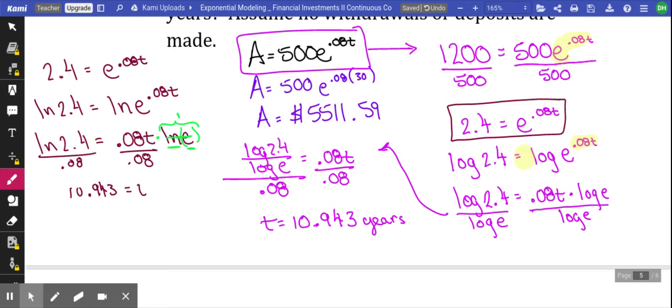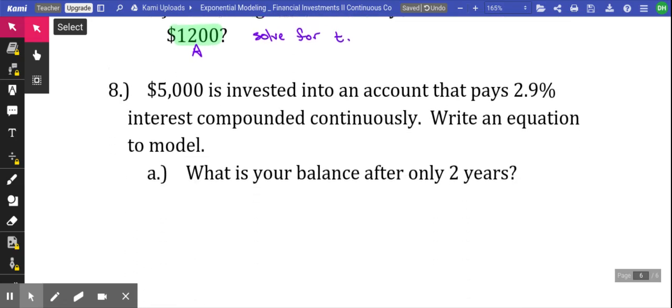And you're going to get that exact same answer of 10.943 for t. So what you're going to see me do in all of my solutions is use the natural log when there's an e involved, okay? So we'll see that in this very next example.